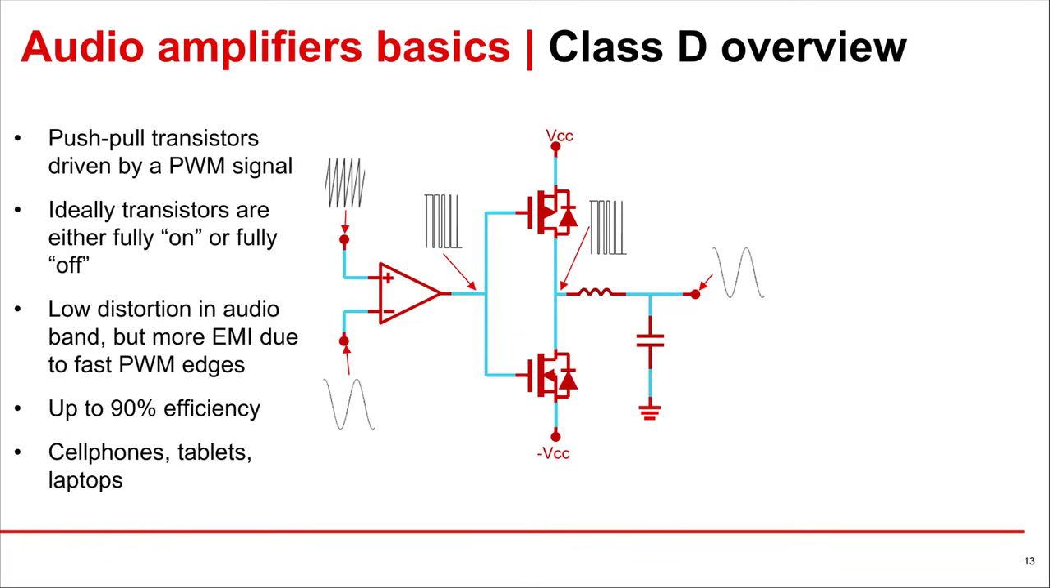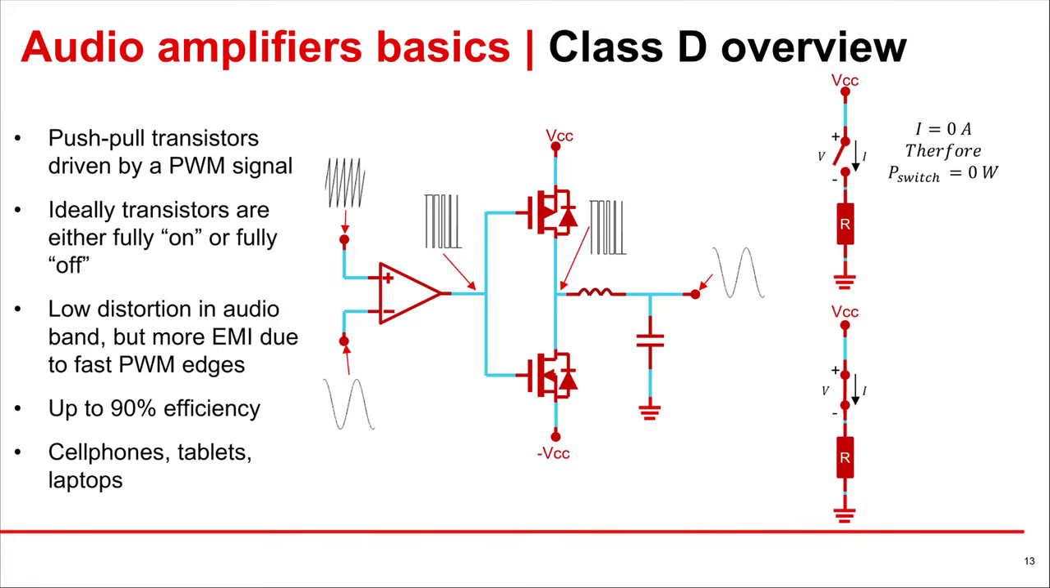Let's consider an ideal switch as an example. When the switch is open, no current flows through it, and therefore no power is dissipated in the switch. Similarly, when the switch is closed, there is no voltage across it, and therefore no power is dissipated in the switch. However, in practice, leakage currents, non-zero RDS-on values, and non-infinite slew rates will cause some power to be dissipated in the MOSFETs of a Class D amplifier.